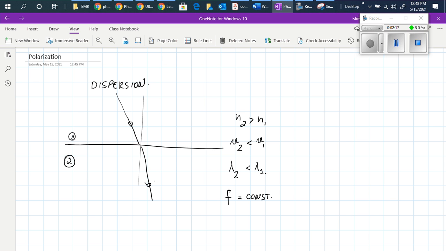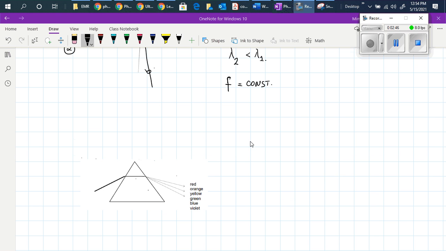But when you have a triangular prism, which is known as Newton's prism, then a white light is broken down into different colors. It starts from red and then goes to orange, yellow, green, blue, and violet. And this phenomenon is called dispersion of light. I will bring a picture and then talk about it.